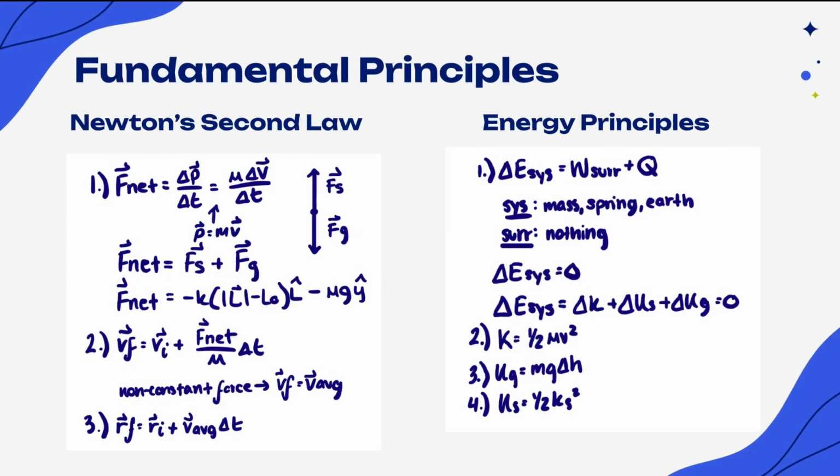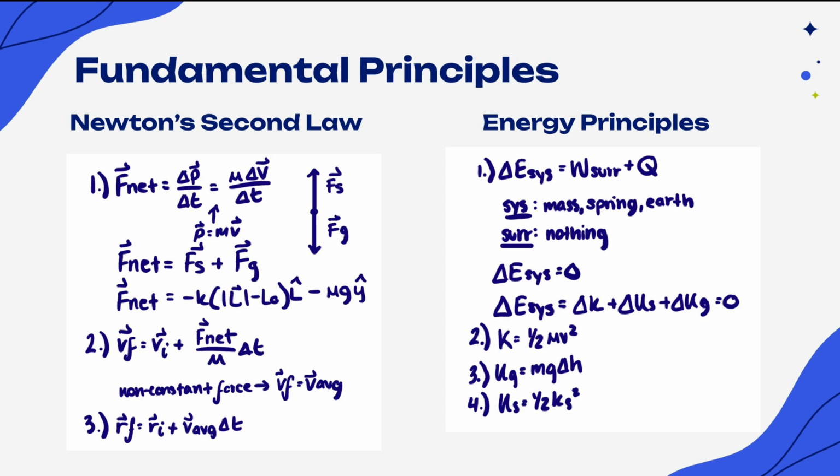Then moving on to the fundamental principles. The first fundamental principle is Newton's second law, that says that F net is equal to the change in momentum over the change in time. And in this case, F net is going to be equal to the force of gravity plus the spring force, as shown in the force diagram. So F net is going to be equal to negative k times the magnitude of the length minus the relaxed length, times L hat, minus mg in the y direction.